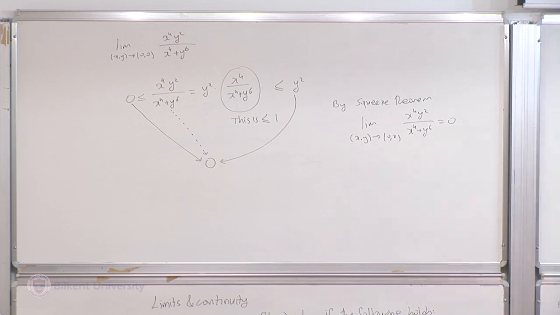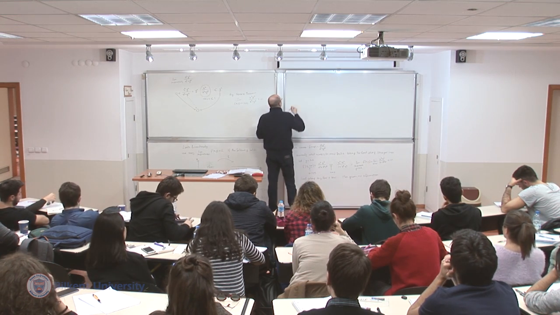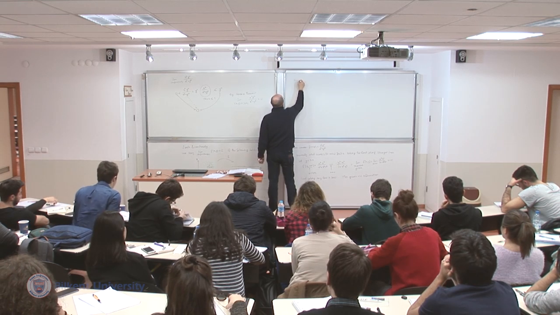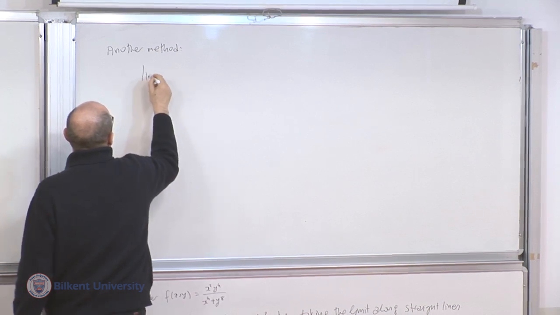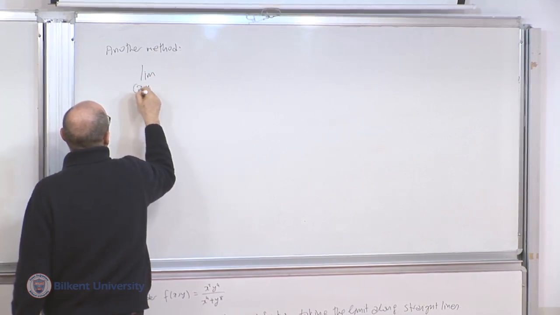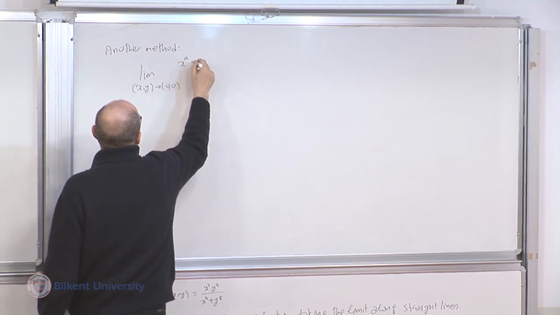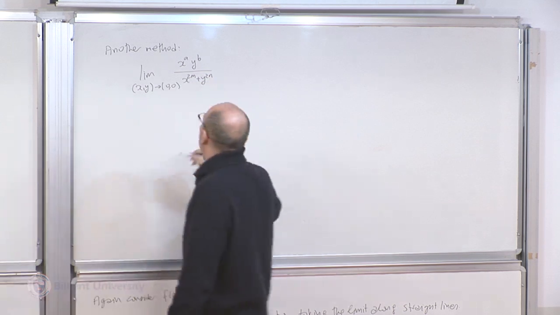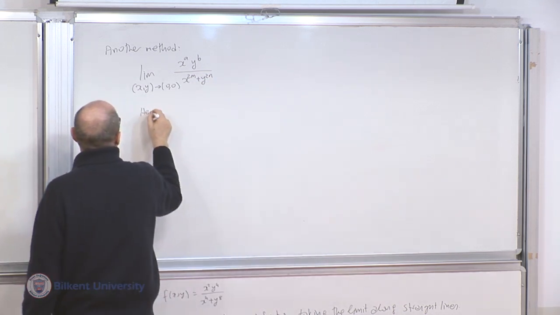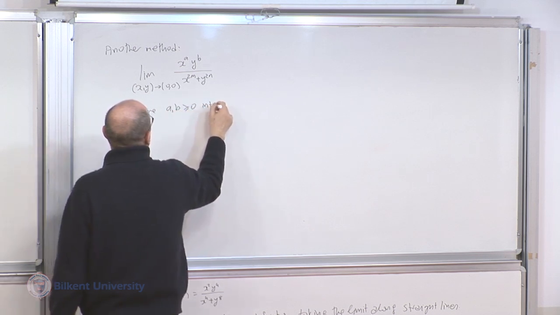Okay, so our next result is the following. You can call this finger counting, another method. We look at the limit as (x, y) goes to (0, 0) of x^a y^b divided by x^(2m) + y^(2n). Here a and b are integers.